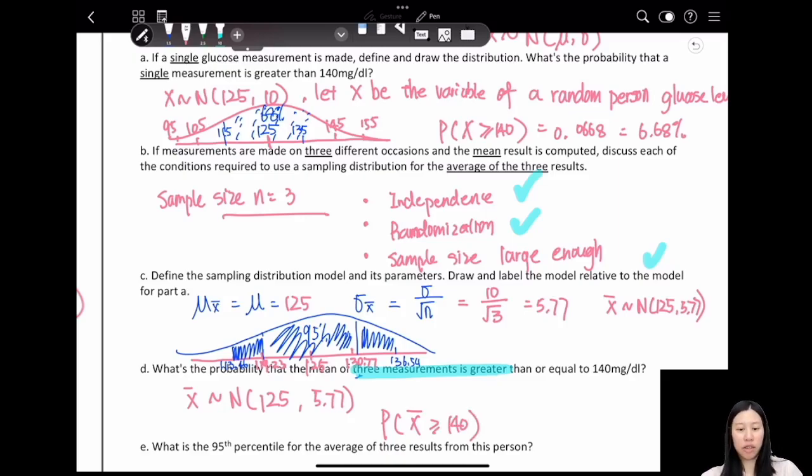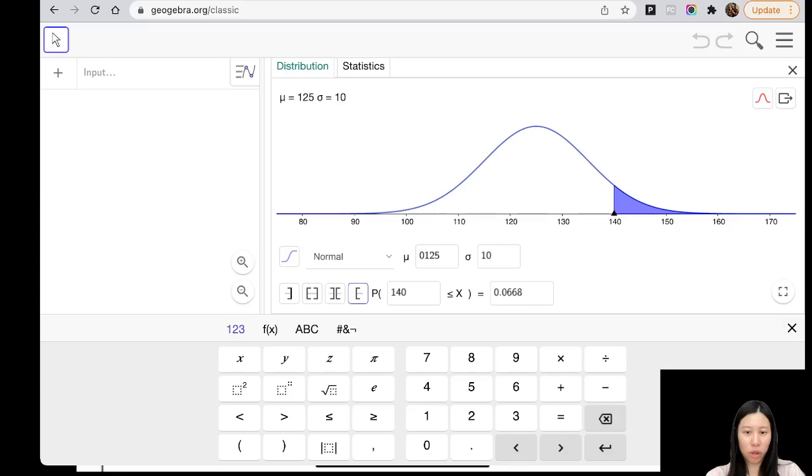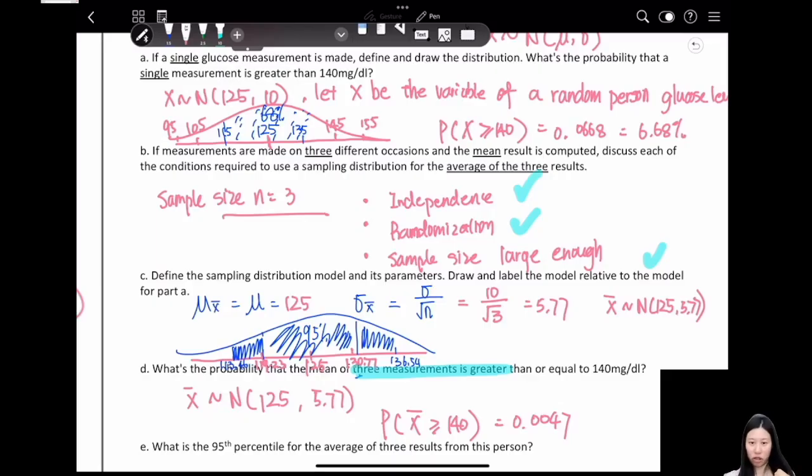And now let's look at our GeoGebra. So instead of 10, our sigma becomes 5.77. And when x is greater than or equal to 140, the probability would be what? 0.0047, which is really unlikely to happen, which is 0.47%.